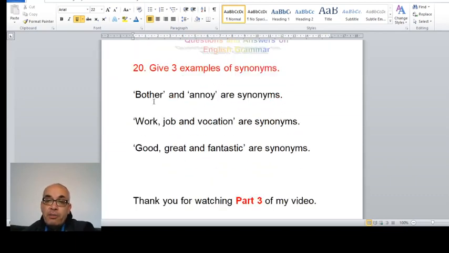Examples of synonyms. So bother and annoy, what do they mean? They mean make someone angry, or make maybe some animals angry. Bother and annoy are synonyms. Work, job, and vocation are synonyms. Good, great, fantastic are synonyms. Of course, you can get more synonyms about bother and annoy from the internet, or from a dictionary called Thesaurus. And to improve your English, you need to use more synonyms in your speaking and writing.